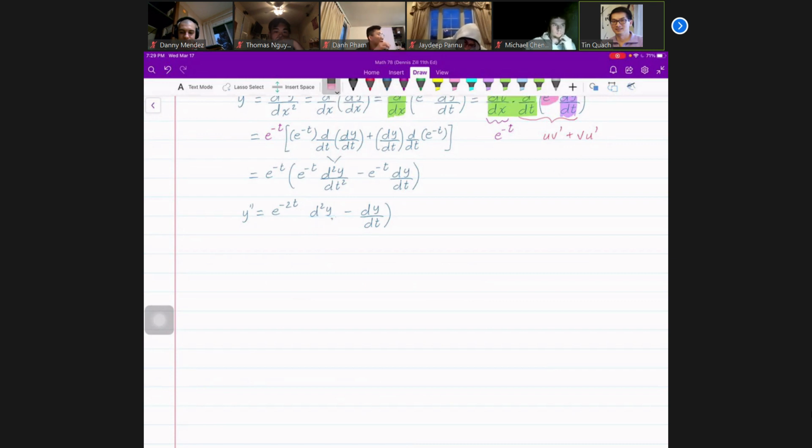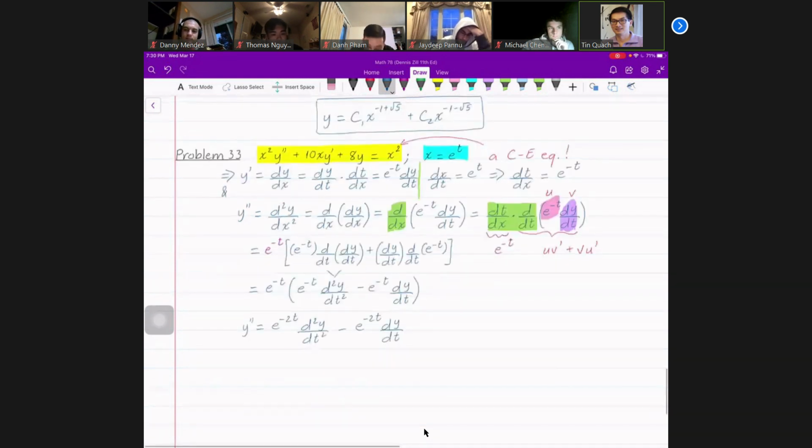Okay, so let's do this. Now it is not erasing. Okay, so you should have, let's do this, minus e to the negative 2t. Okay, so that's the first step.